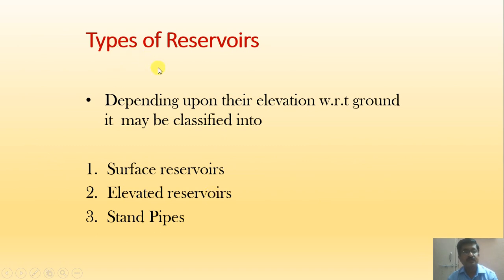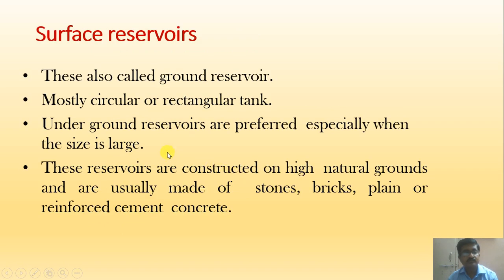Now, types of reservoirs that we have seen, depending upon their elevation with respect to the ground, may be classified into surface reservoirs, elevated reservoirs and standpipes. As we know, these are also called ground reservoirs as well. Now surface reservoirs, also called ground reservoirs, are mostly circular or rectangular tanks. Underground reservoirs are preferred, especially when the size is large. That's why I have especially repeated it today. So these underground reservoirs are preferred especially when the size is large, right?